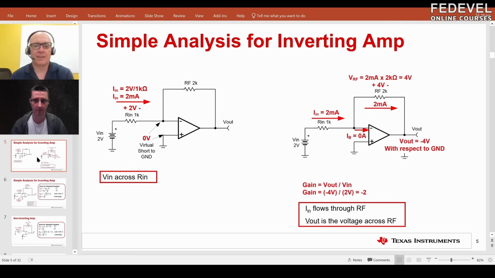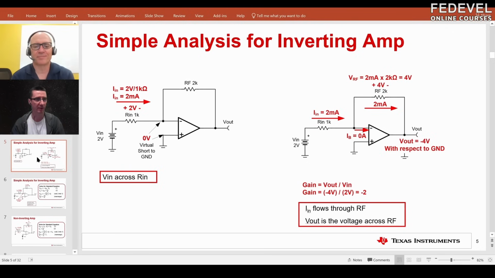So op amps are the most popular way of doing that because they're simple. Before op amps, there were discrete transistor amplifiers, and it's a little bit more complex to put together. For an op amp, you can basically set the gain with 2 resistors, and of course there are more complex configurations, but they're simple to use.